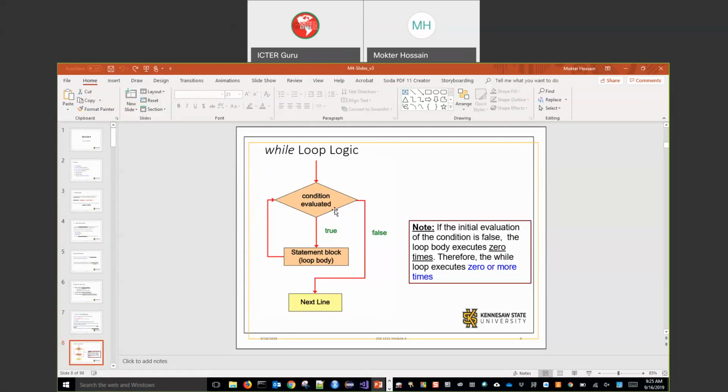This is the flowchart of a while loop. The condition is evaluated here, and the code is here. As long as the condition is true, the loop keeps running. Once the condition is false, it goes outside the loop.